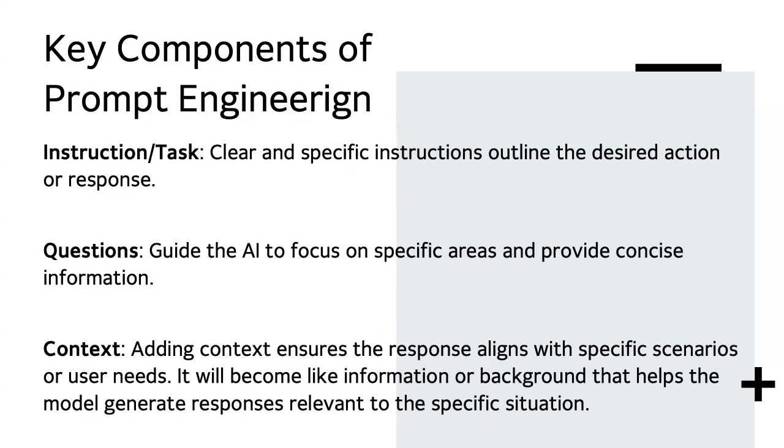The key components of prompt engineering, sorry for the typo, the first one is instruction or task. Clear and specific instructions outline the desired action or response. Also, it has questions, which guide the AI to focus on a specific area and provide concise information. The context is also important. Adding context ensures the response aligns with specific scenarios or user needs. It becomes information or background that helps the model generate responses relevant to the specific situation.